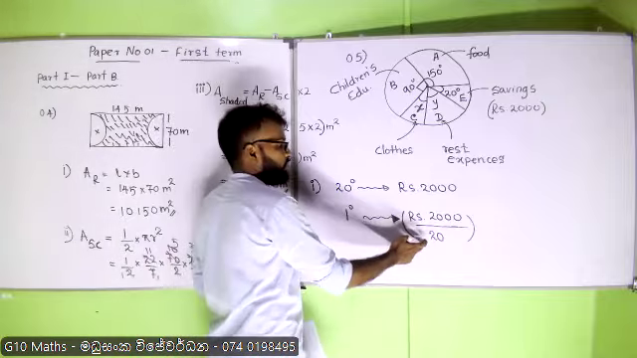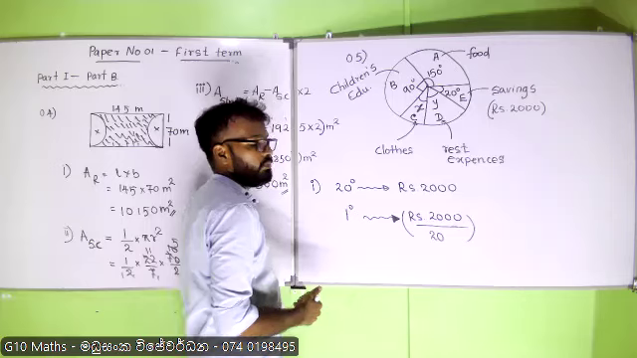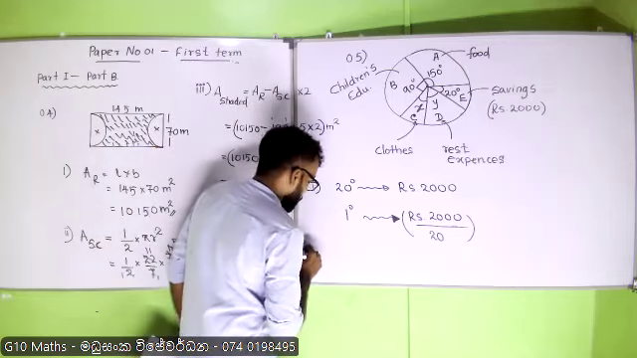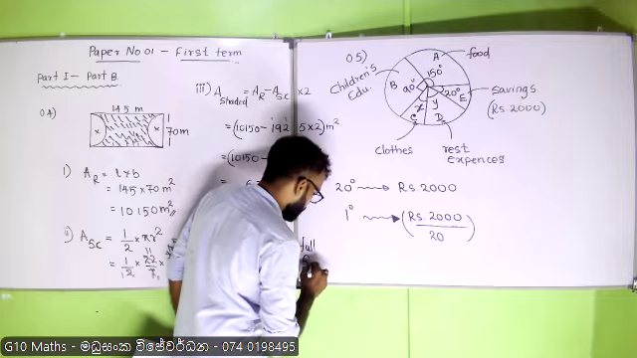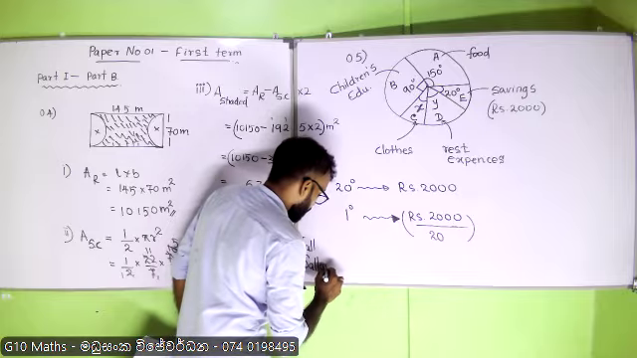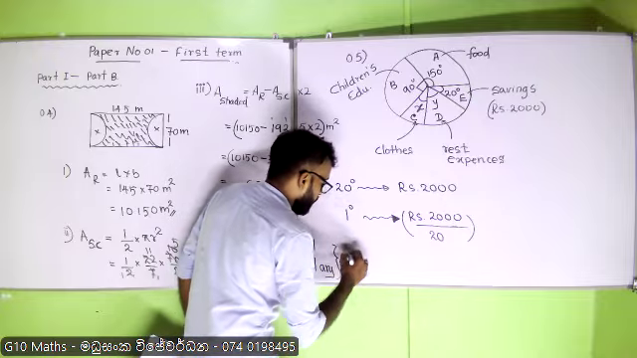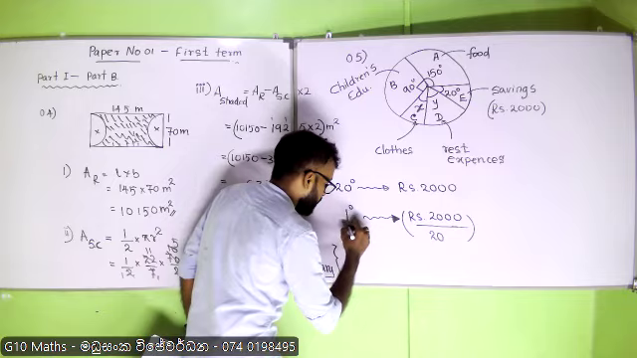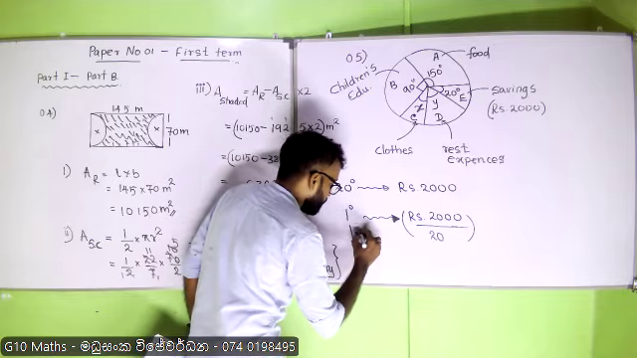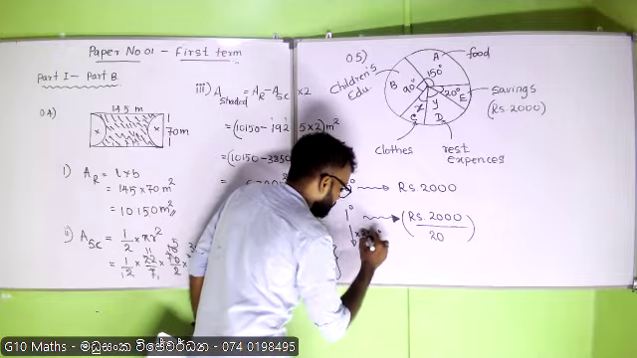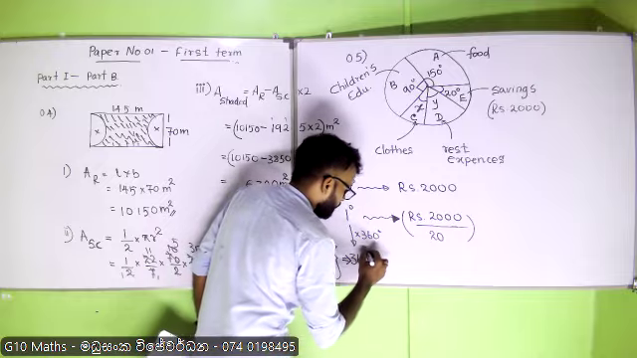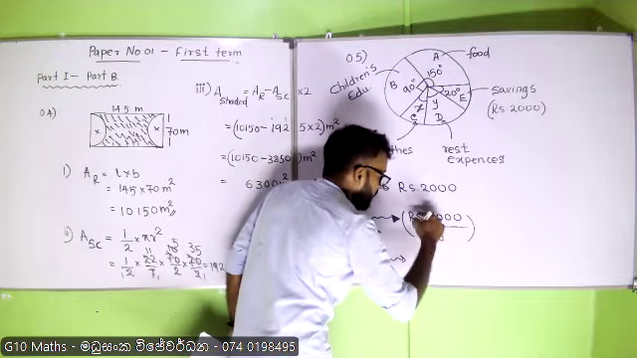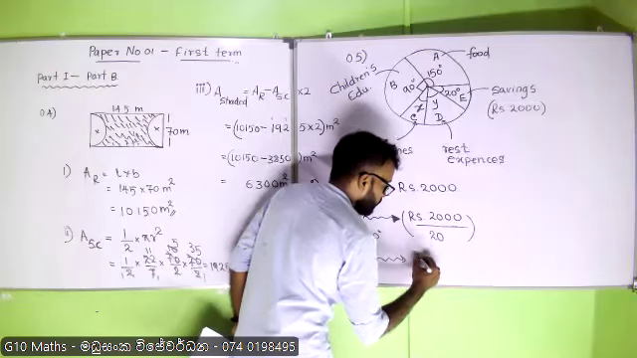1 degree represents 2000 divided by 20 rupees. So if you want to find the full salary or full earning, you are going to multiply this side by 360 degrees, so you are going to multiply this one by 360 also.